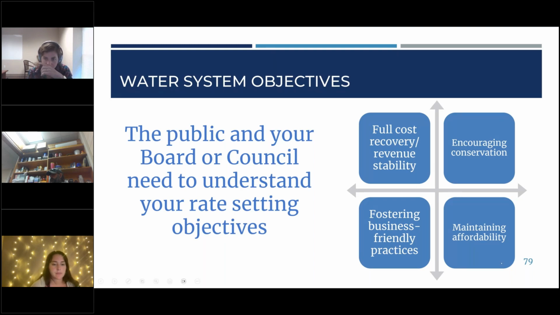and the idea here is that as you move further along in one, right, like if you're really interested in maintaining affordability, it's going to make it harder potentially to cover the full cost of the system, right? So based on what your priorities are, they kind of pull across these axes. Same thing with encouraging conservation. If you really want to encourage conservation, it's going to be hard to also foster business-friendly practices. Because if you're trying to attract businesses that are going to be large users, it's going to be really difficult to both provide them with rates that attract them and make them want to stay, while also encouraging conservation.